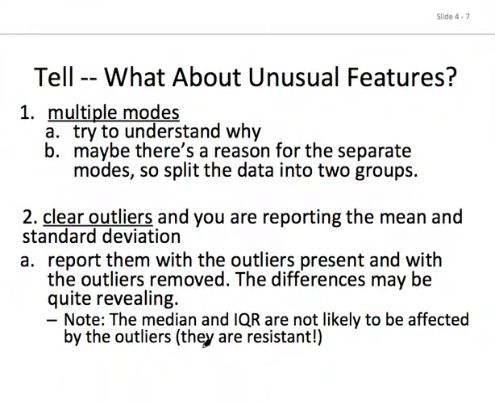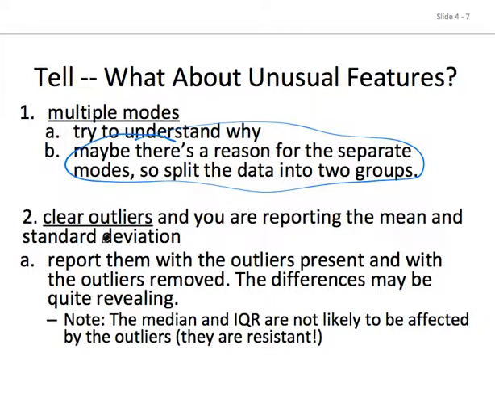So what are some unusual features that you notice? Here's another thing to talk about. So if there are multiple modes, maybe you want to understand why. Maybe there's a question that you have based on the story that you're trying to tell. Maybe there's a reason to split into 2 groups and you want to split the modes. Maybe you want to split the data. It depends. Okay, so if it's multiple modes, you want to talk about why that is and maybe change the picture based on trying to get more information.